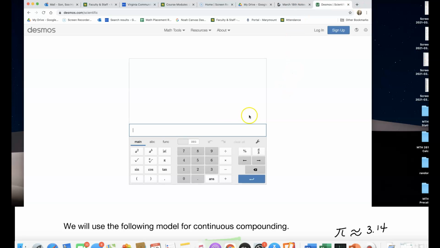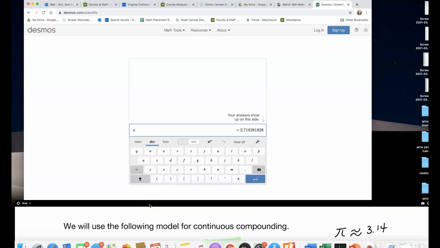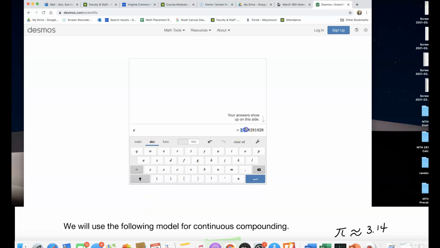There should be a button for E. Well, maybe I have to go to the keyboard. And if you type in E, it will tell you that it is approximately 2.7183, right? I just rounded it. But that's what E is. It's just an irrational number. It's a never-ending decimal with no pattern found, so we use a symbol E to represent it.